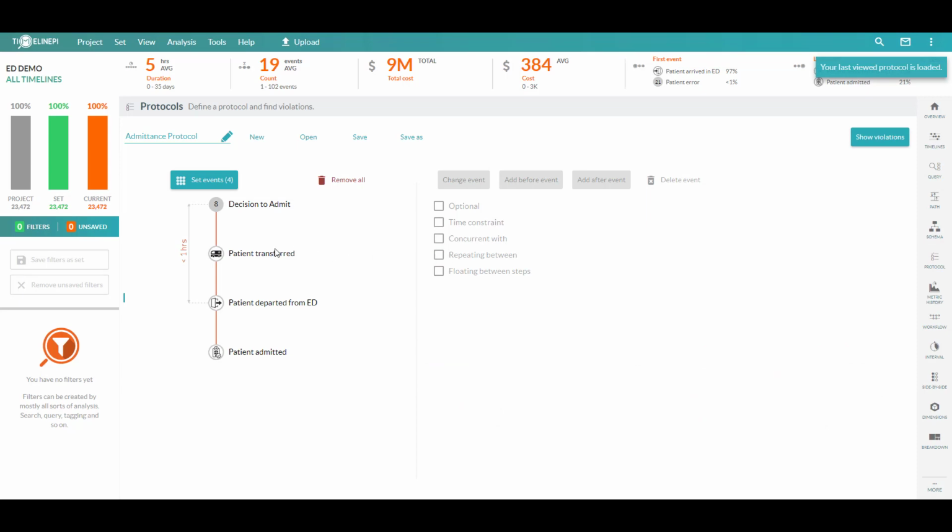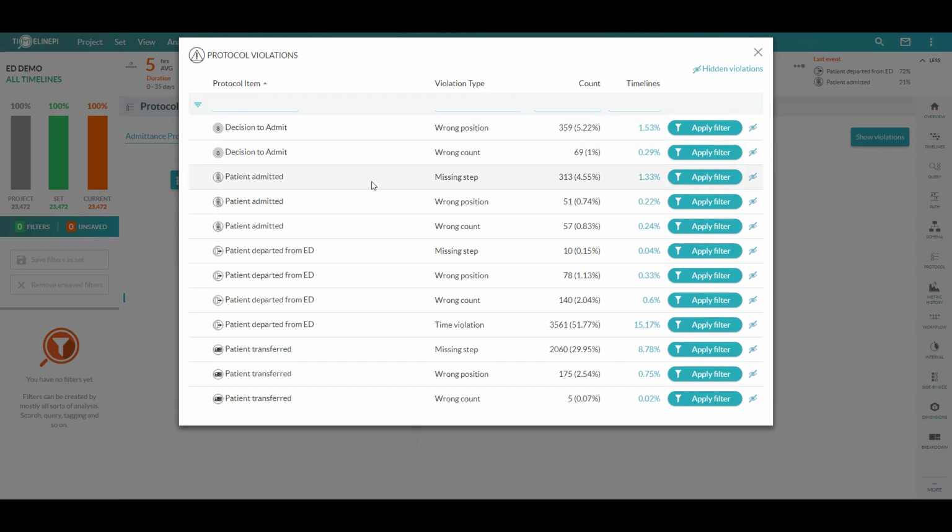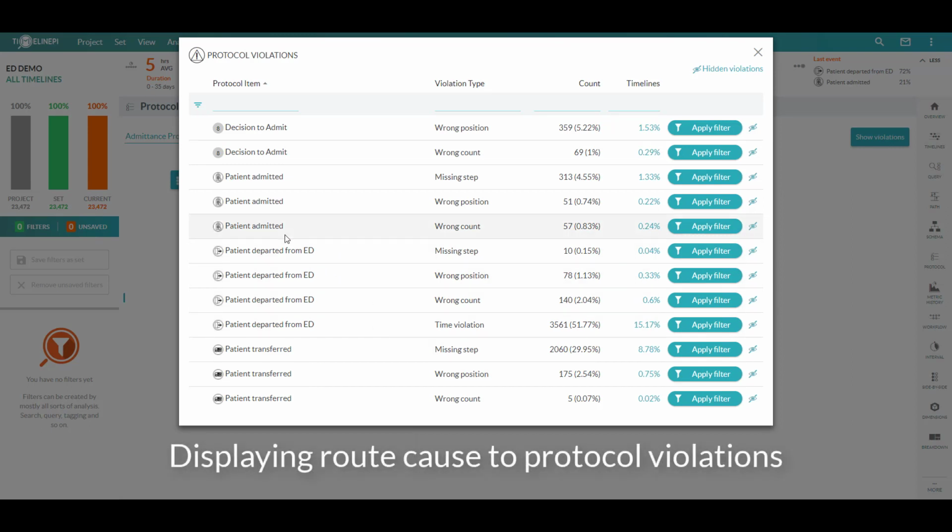So using this logic, I can use my show violations button and I get a list of all the different possible ways that this protocol was violated along with the root cause. So this is not just showing me that I had a protocol violation, it's telling me exactly how. Some step happened in the wrong position, we had a time violation, a step was missing altogether. So it gives me very detailed information as to exactly how this protocol was violated, should I have a need to then drill in on any one of these specific violations.